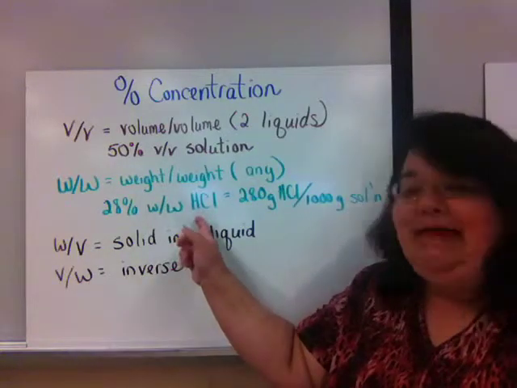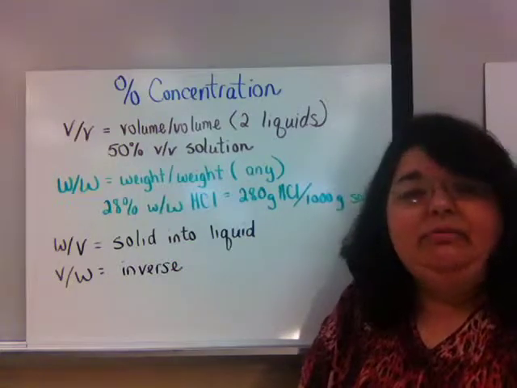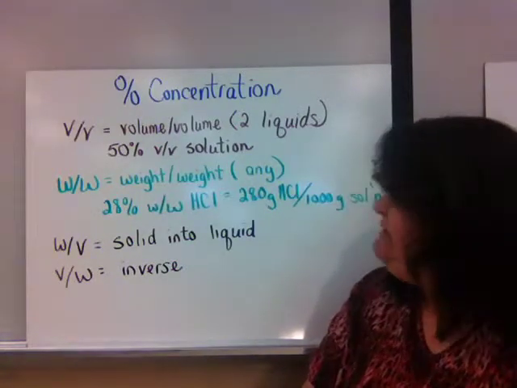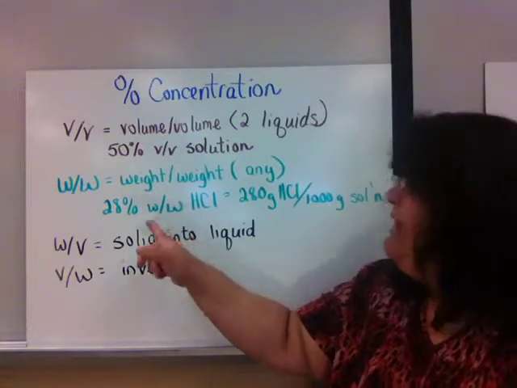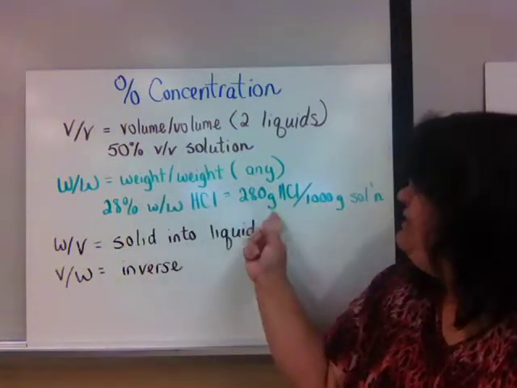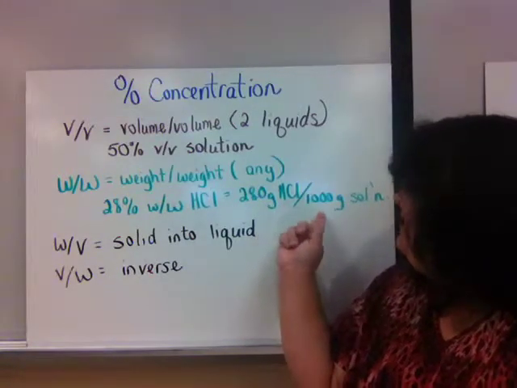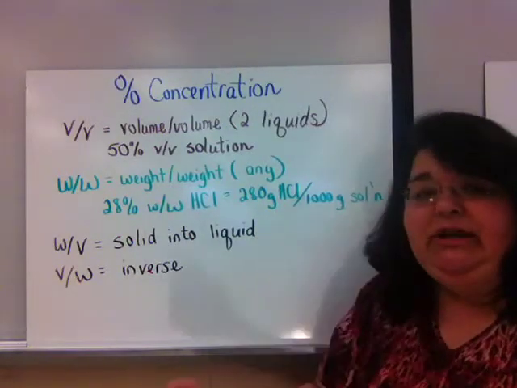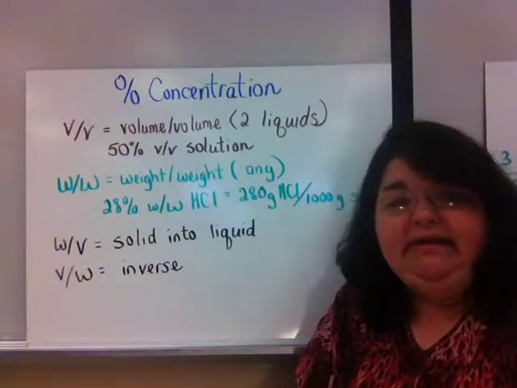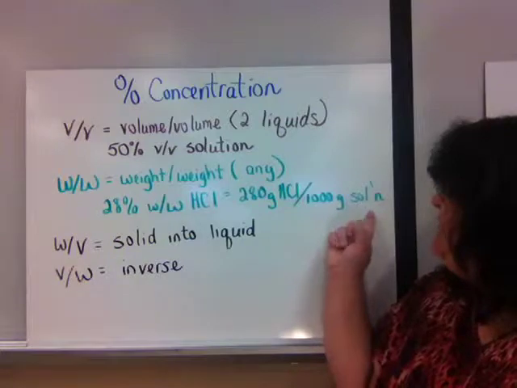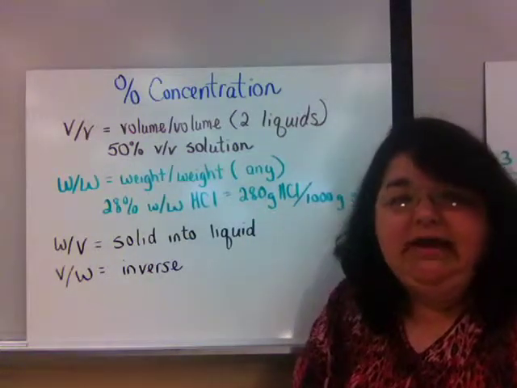I can have a weight to weight percentage, and I can use that whether I'm talking about solids or liquids. For example, 28% WW. This means that I have 280 grams of hydrochloric acid for every 1,000 grams of solution. Now notice that it does not say 1,000 grams of solvent. It is 1,000 grams of the entire solution is 280 grams of hydrochloric acid.